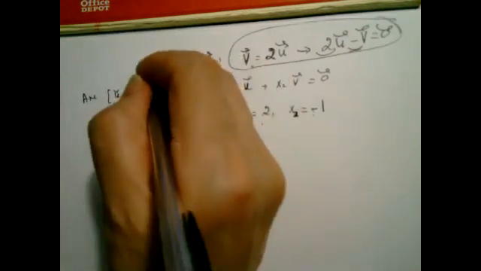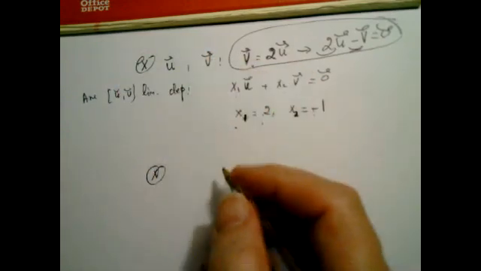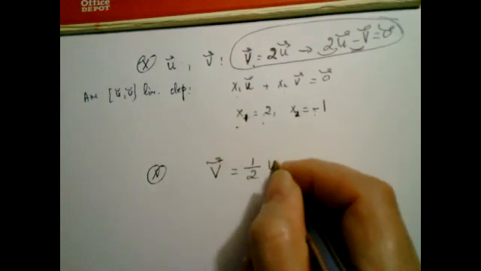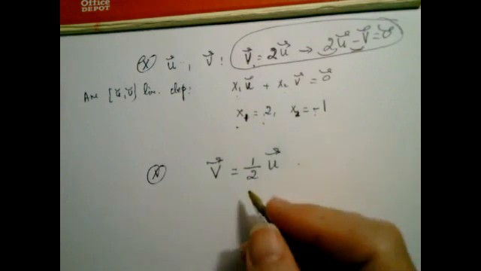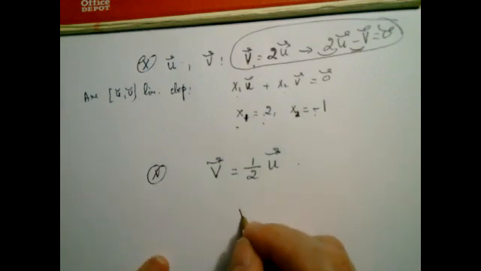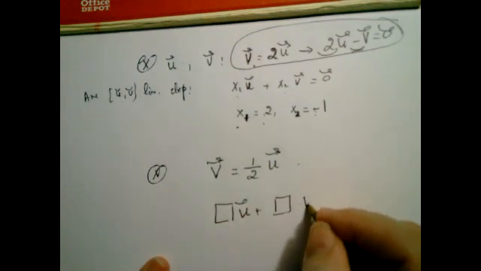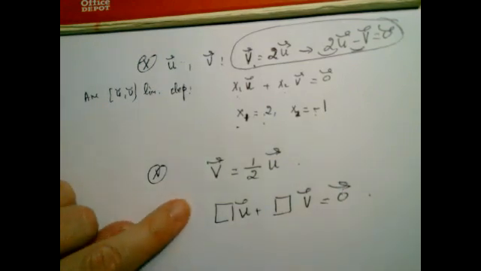Let's take another example. Still simple. So I'm going to imitate that. Suppose I take v to be half u. Are those dependent? Means, can you find scalars that I can put here, non-zero, that make this the zero vector? And what are they?